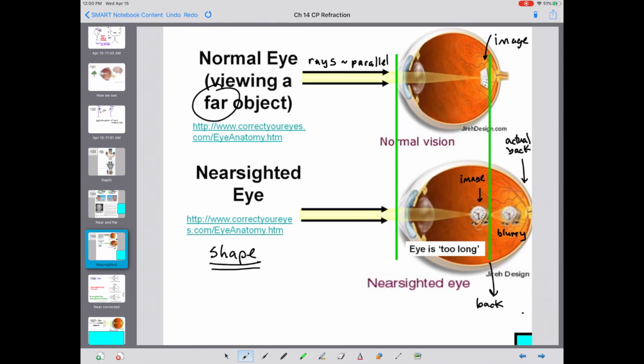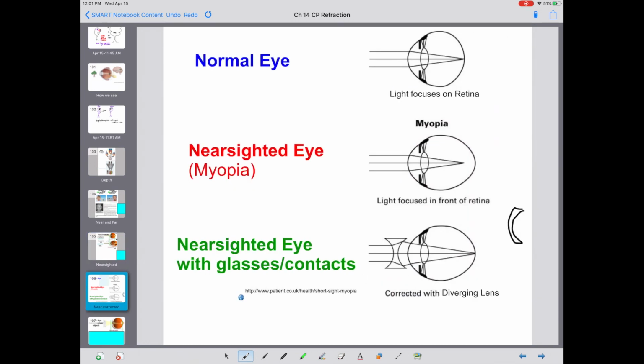So then if we're going to correct for nearsightedness, we have to put a lens in front of the eye that is going to spread those rays apart so that they have to travel a greater distance to come into focus. And that lens, spreading the rays apart, would be a diverging lens. So then to correct it, we have the normal eye on the top, nearsighted eye in the middle, and then with glasses or contacts on the bottom, a diverging lens spreads those rays apart.